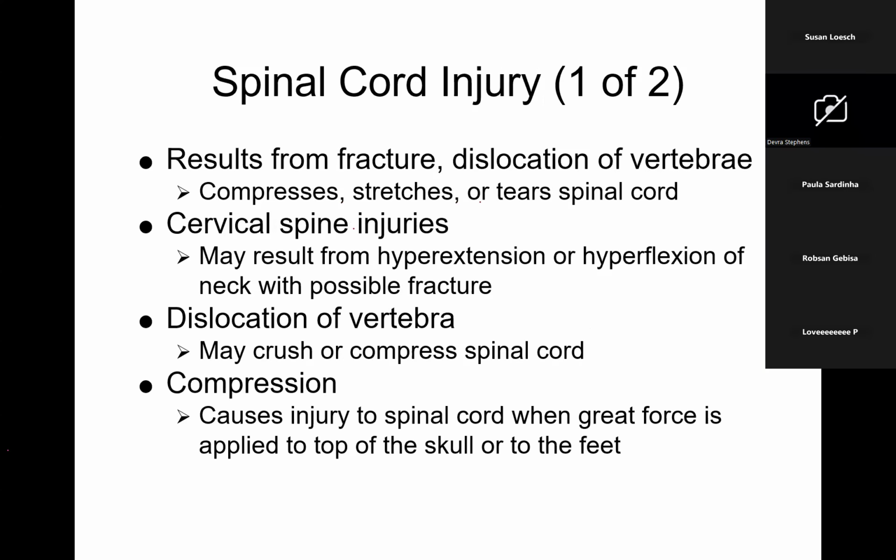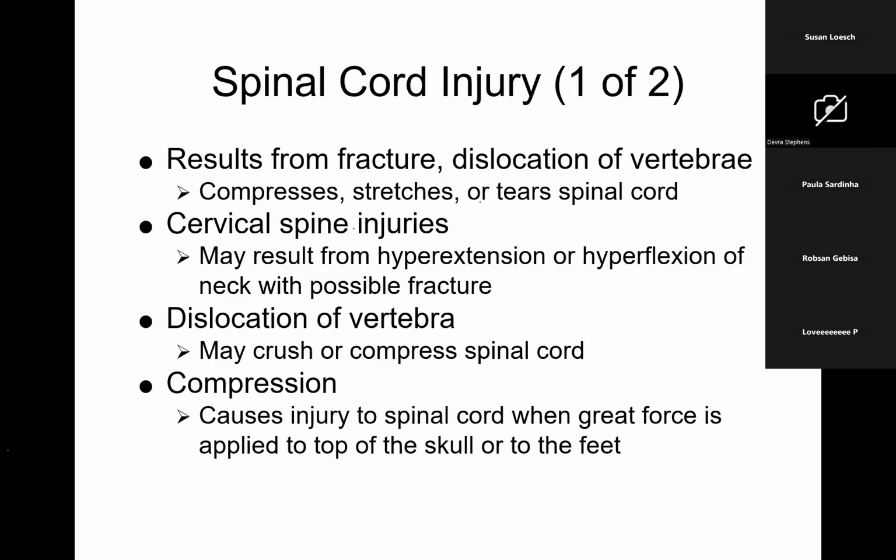All right, spinal cord injury. This usually results from a fracture or dislocation of the vertebrae that compresses, stretches, or tears the spinal cord. Supporting ligaments and the intervertebral disc are damaged here. Multiple injuries can occur in the spine that provide more mobility but have less support, like C1 to C7 and T12 to L2.